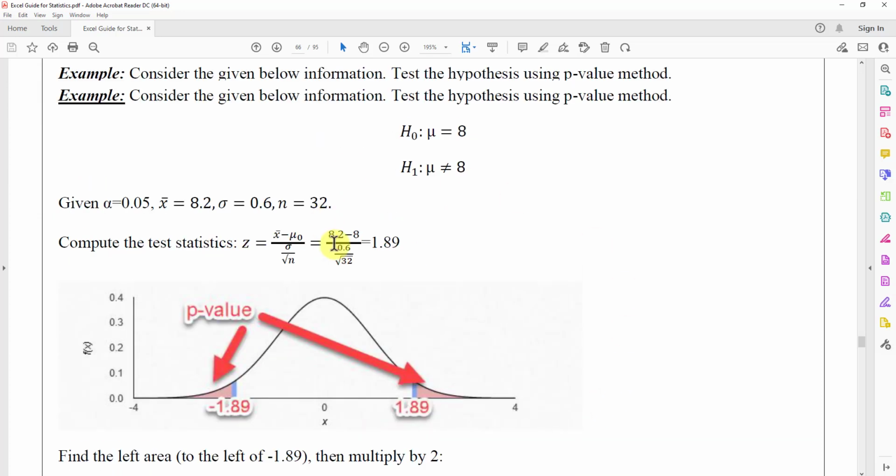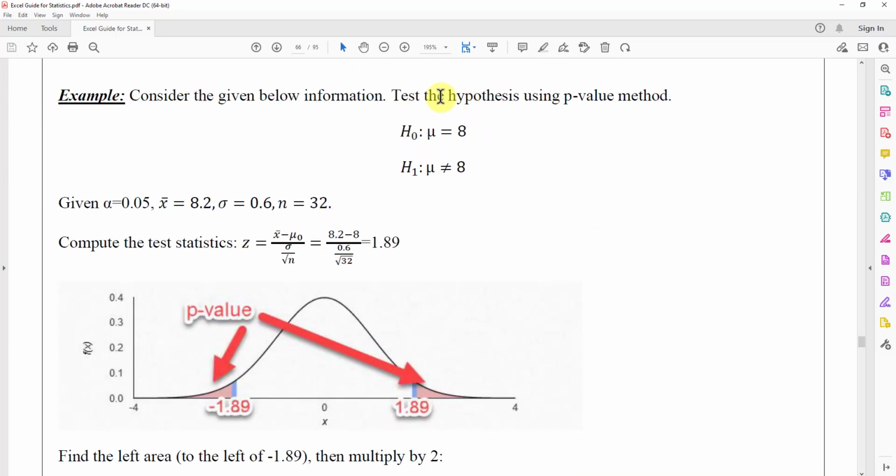Okay, let's consider this example. We want to test the hypothesis using the p-value method. The null hypothesis says that the mean is equal to A, and the alternative hypothesis says that the mean is not equal to A, it's different than A. And we are given the alpha level, the sample mean x bar, the population standard deviation sigma of 0.6, and n equal to 32. Well, we know sigma, so we know for sure this is the z-test.